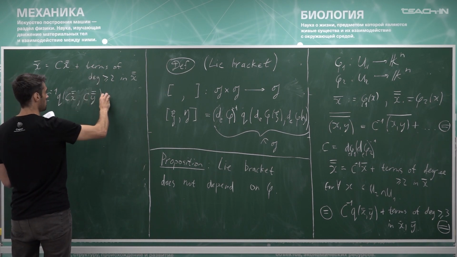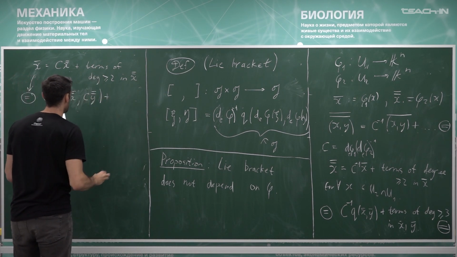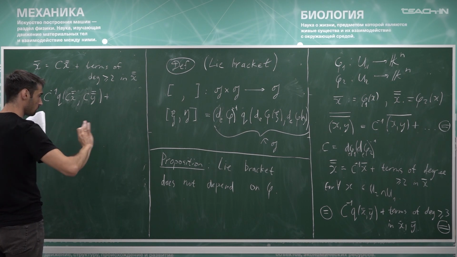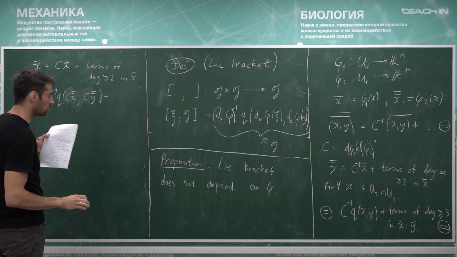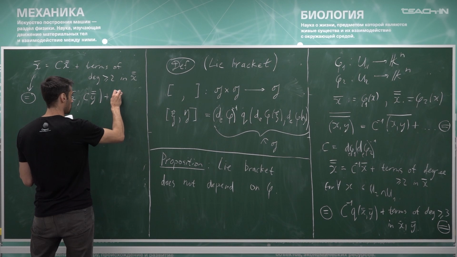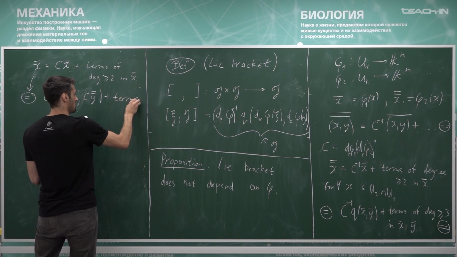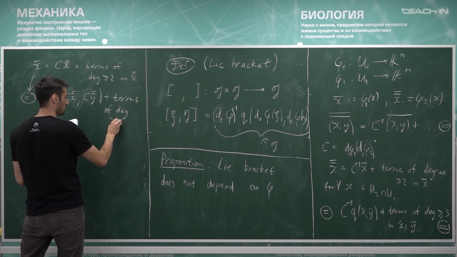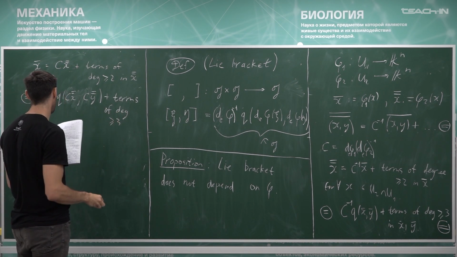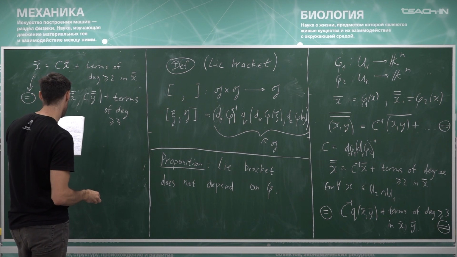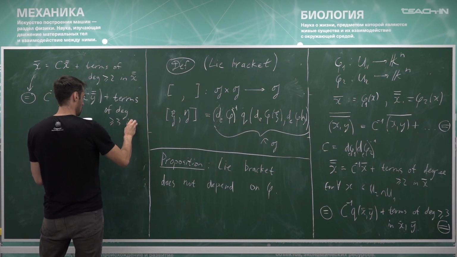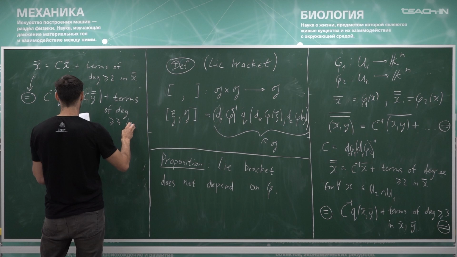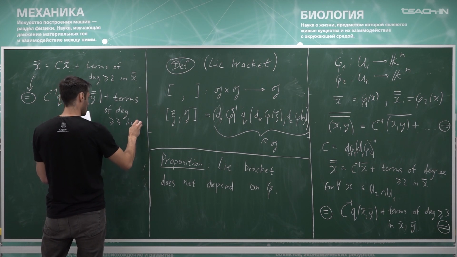And these terms can just be factored. They will give us something that we don't care about. These are terms of degree greater or equal than 3 in x double bar and y double bar.